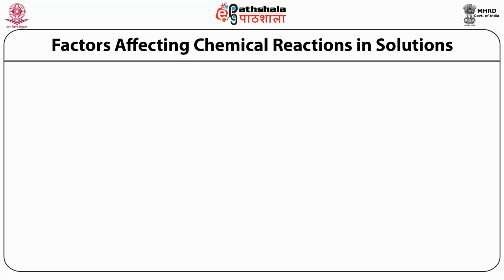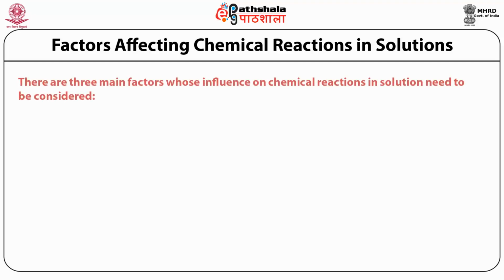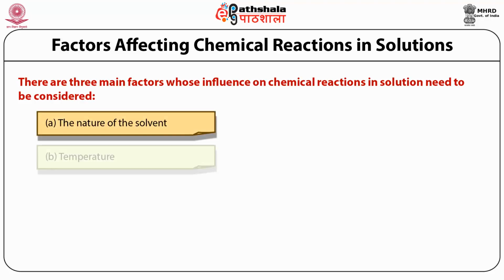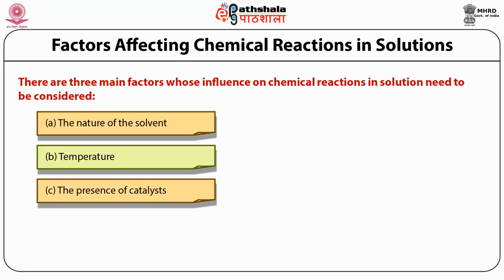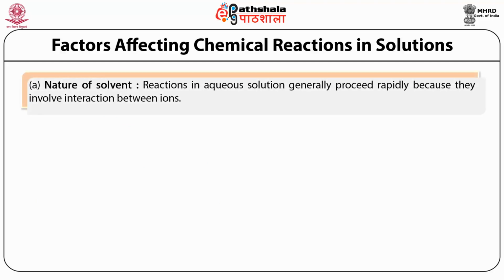Now, there are various factors which affect chemical reactions in solutions. There are three main factors whose influence on chemical reactions in solutions is very important to consider. The first factor is the nature of the solvent, then temperature, and finally the presence of catalysts. The nature of the solvent: it is convenient to classify solvents as ionizing solvents if they tend to produce solutions in which the solute is ionized, and as non-ionic solvents if they give solutions in which the solute is not ionized.